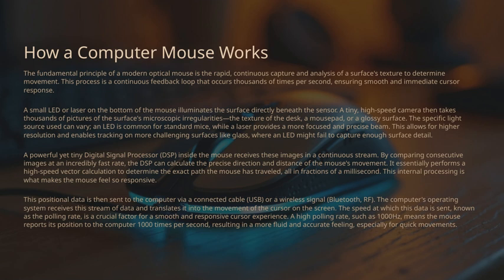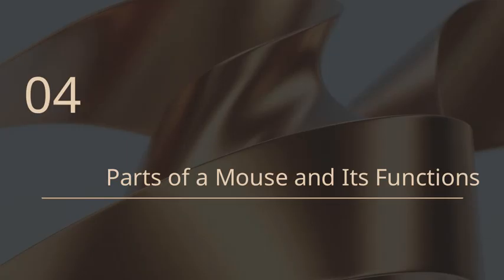For example, a polling rate of 1000 Hz means the mouse reports its position to the computer 1,000 times per second. That results in a much more fluid, accurate cursor, especially when you're making quick or precise movements. So, in essence, this entire process, capturing, analyzing, transmitting, is what makes your mouse feel so intuitive and responsive in everyday use. Let's take a closer look at the parts of a mouse and what they do.